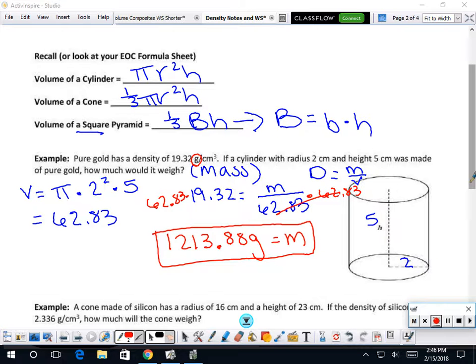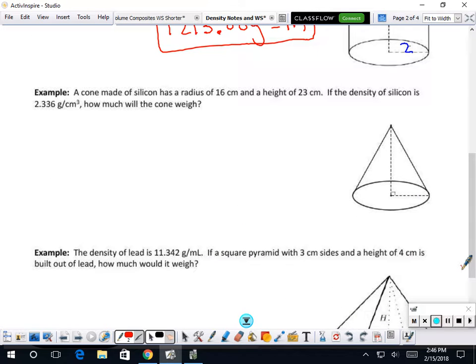Okay, so let's look at the second example on the back. It tells me a cone made of silicone has a radius of 16 centimeters and a height of 23 centimeters. If the density of silicone is 2.336 grams per centimeters cubed, how much will the cone weigh? Okay, so again, we're talking weight. This is mass that we're going to solve for here. We have to first find the volume. They tell us that on the cone, the radius is 16, the height is 23.